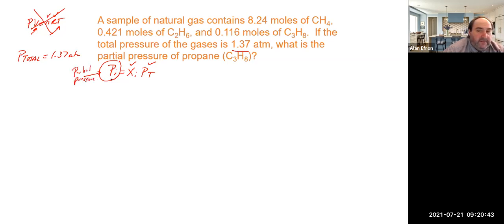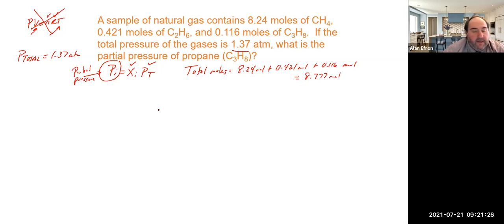So we can definitely use this formula to help us determine, in this case, the partial pressure of propane. Remember, in order to calculate the mole fraction, we do need to get the total moles. So our total moles of our gases are 8.24 plus 0.421 and 0.116 moles. Looks like 8.777 moles.